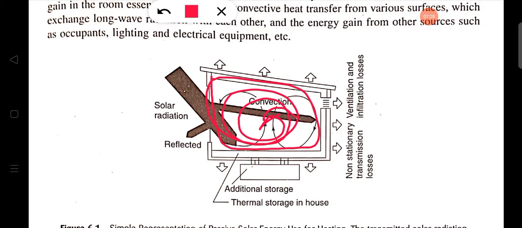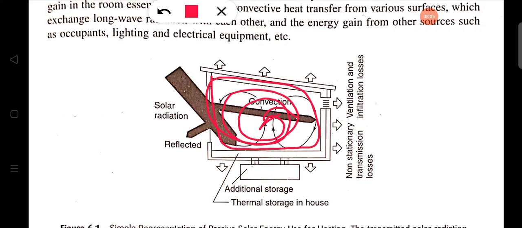Then the cold air, which is heavier, comes downward, and the air heated by the solar radiation gets lighter and goes upward. This cycle is called convection. Heated air going upward and cold air going downward, again and again. This cycle is called the convection process.